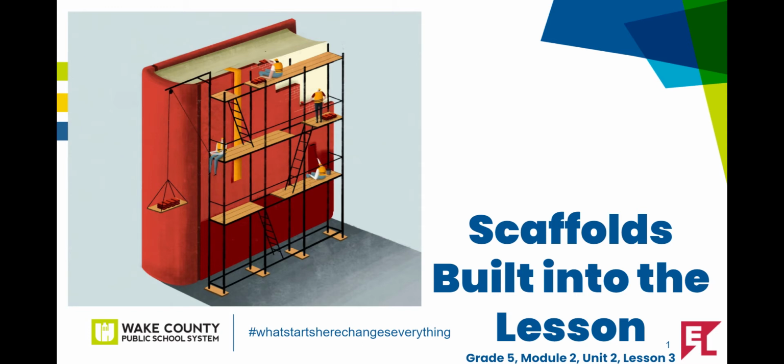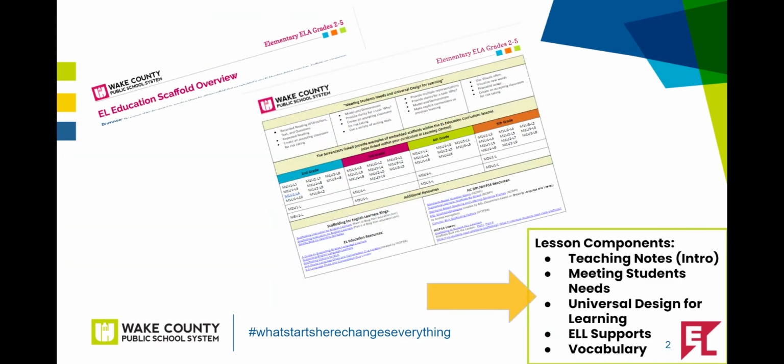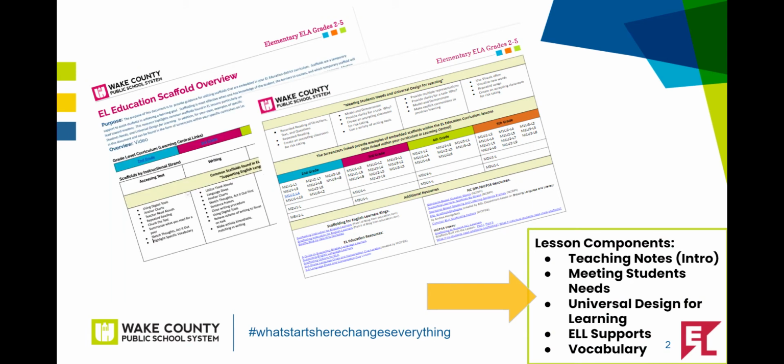Throughout this learning opportunity, we'll focus on examples of scaffolds that already exist within EL Education lessons using Lesson 3 from Grade 5, Module 2, Unit 2. An EL Education scaffold overview for elementary ELA grades 2 through 5 can be found in Learning Central under the appendix within each grade level module and in the teacher planning tools for your grade level curriculum. Please refer to this document for additional supports as you plan.